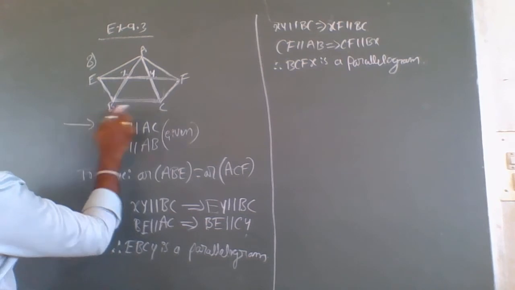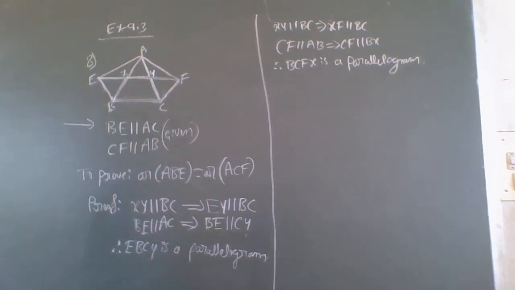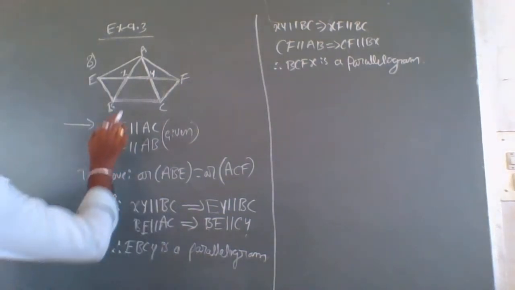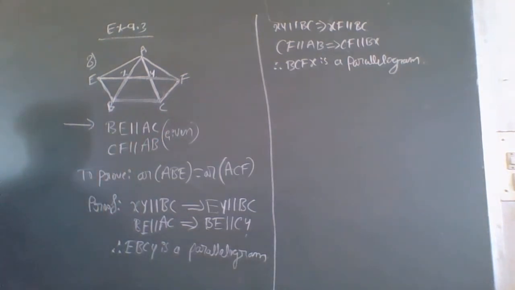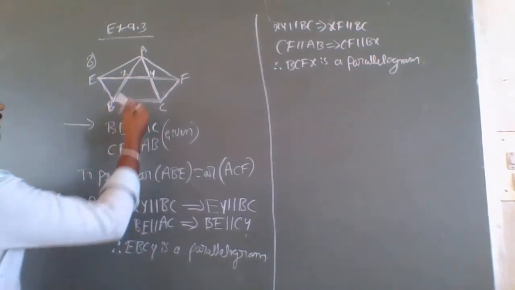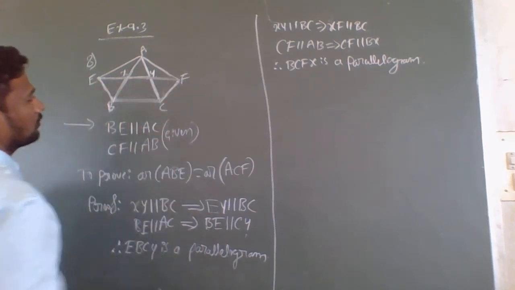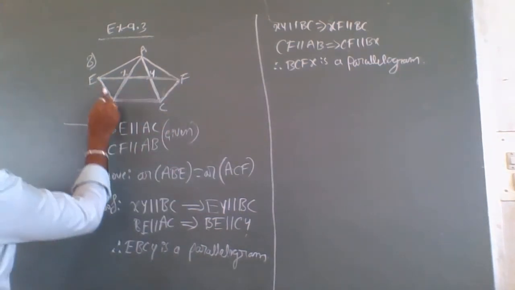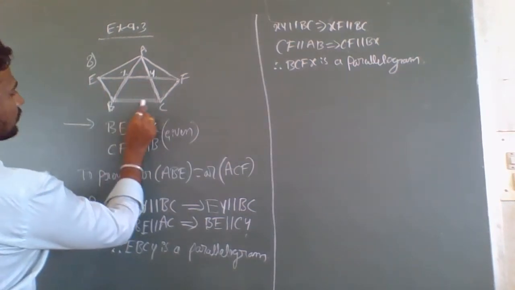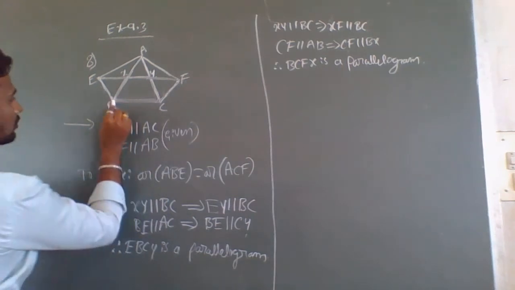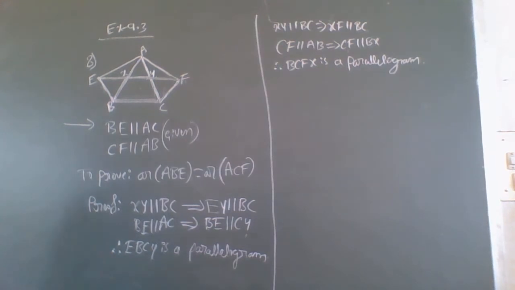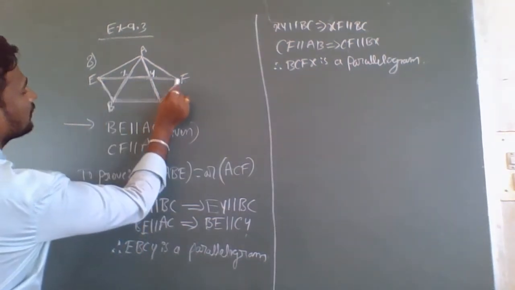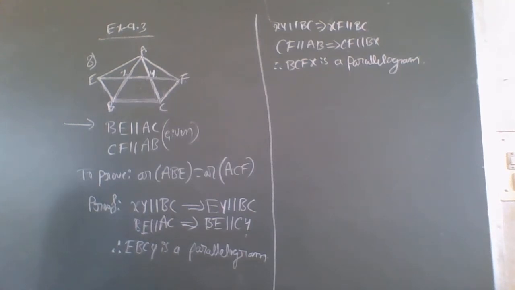EBCY and BCFX. These two are parallelograms, and you can see here these two parallelograms are on the same base BC, and these two are between the same parallel lines BC and EF. You can see here EBCY, the base is BC, and in BCFX also BC is the base. Therefore these two parallelograms are on the same base BC and between the same parallels BC and EF. Therefore, you can write here, the areas of these two parallelograms are equal.